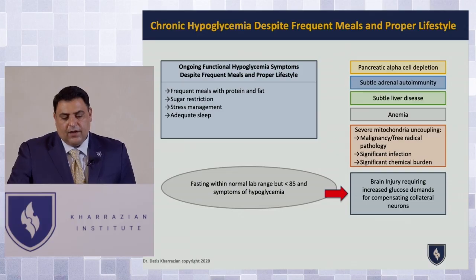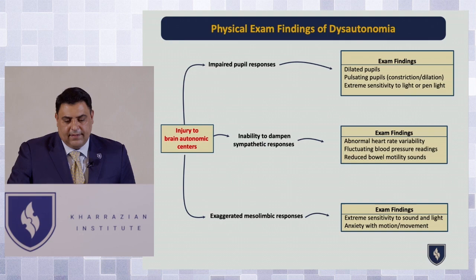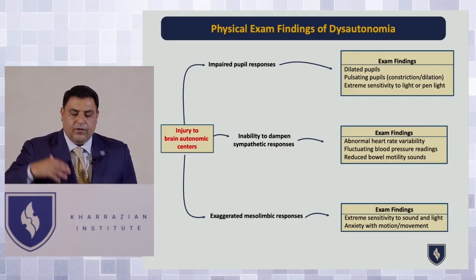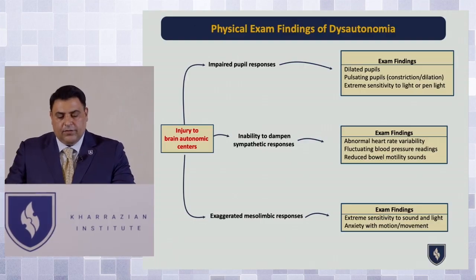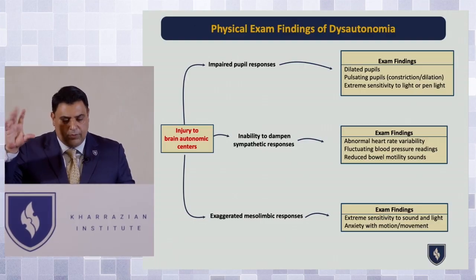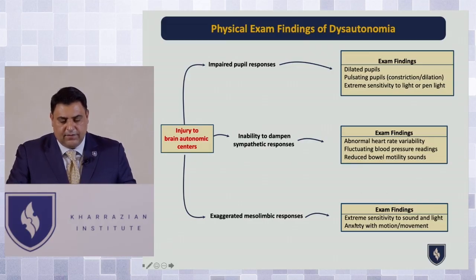And there are even people that have hypoglycemia patterns that are due to traumatic brain injury, and they get dysautonomia patterns. So dysautonomia is when the sympathetic system is dysfunctioning. It's not properly responding. When blood sugar levels initially drop, the autonomic nervous system, the sympathetic system, has to really kick in to make things work. So dilated pupils, pulsating pupils, extreme sensitivity to light, to pin light, abnormal heart rate variability. These are all signs of dysautonomia.